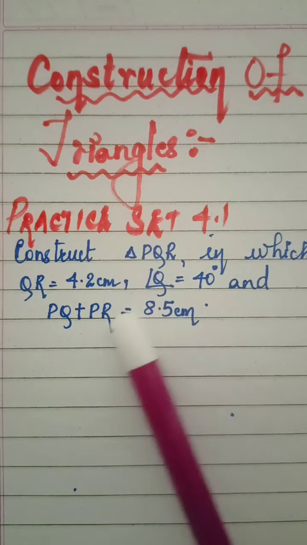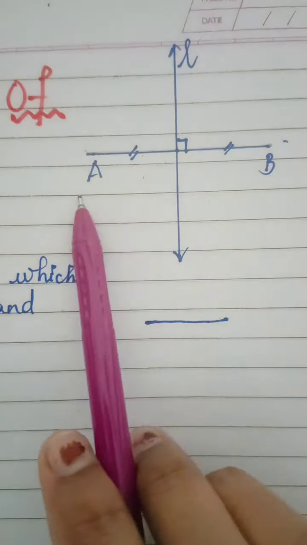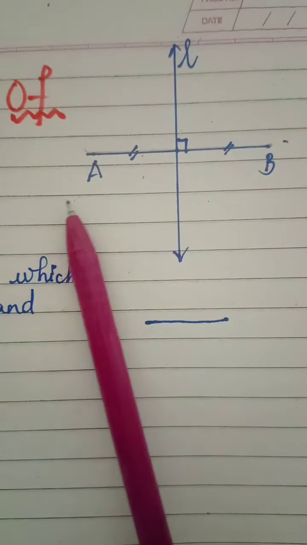To do this chapter well, first you should know about perpendicular bisector theorem. So here, as you can see, I have drawn a perpendicular bisector for segment AB. Segment AB, and line L is the perpendicular bisector. We have learnt that if you take any point on perpendicular bisector, let me take this as X, its distance from the end points will be the same.